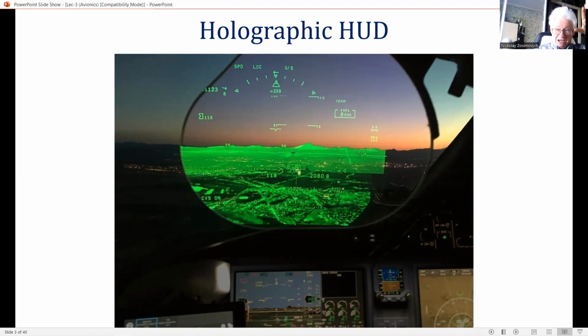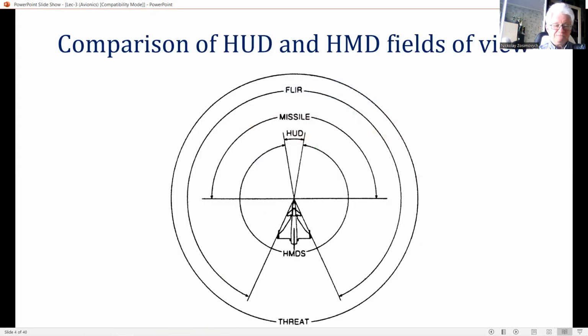Now we have a specific point of view. The pilot requires visual information head-up when he is looking in any direction. This requirement can only be met by a helmet-mounted display, HMD. And this figure shows the comparison between HUD and HMD fields of view.